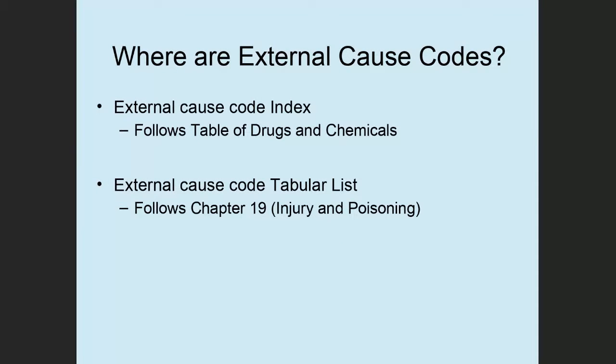Where are the external cause codes? That's the next big question. This is a separate index from the alphabetic index used for other codes. The separate index is located after the table of drugs and chemicals. So it's not a bad idea to tab this because it's very easy to miss and forget. I find myself looking in the alphabetic index for something and go, why isn't it here? Well, it's because it's the external cause index, not the alphabetic index. Now, the actual external cause codes are in the tabular list in Chapter 20, following Chapter 19, a whole separate chapter on external causes.